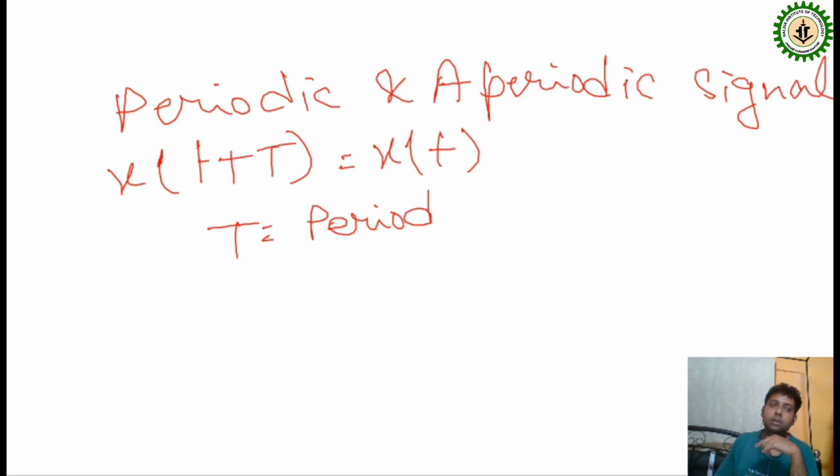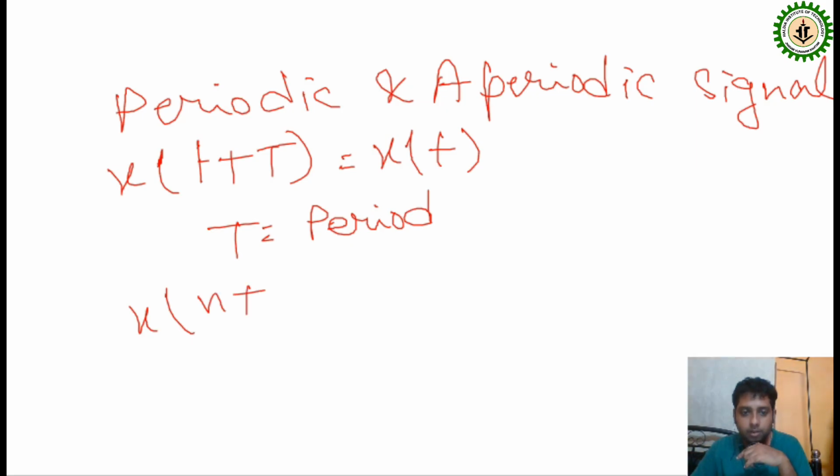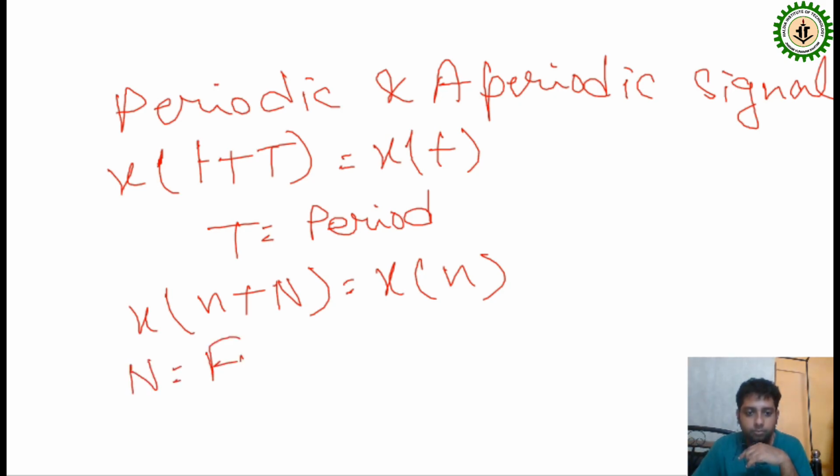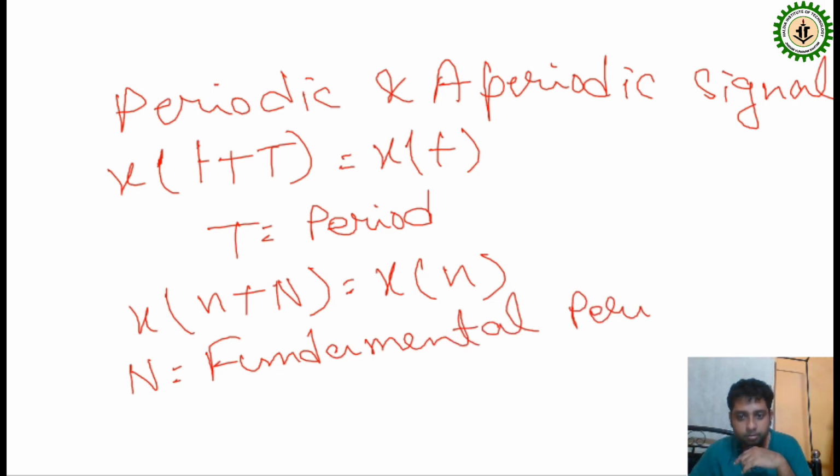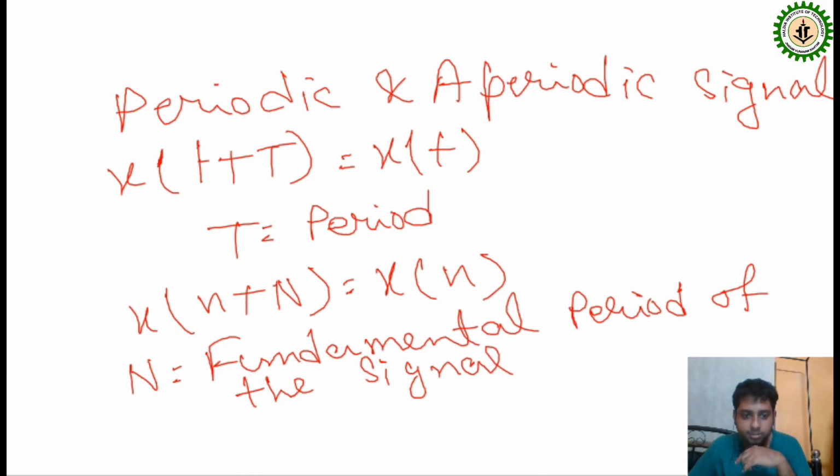Okay. In the same way, in the discrete domain, we can write this expression this way, that is x of n plus capital N is equal to x of n, where capital N is called the fundamental period of the signal, where capital N must be an integer.